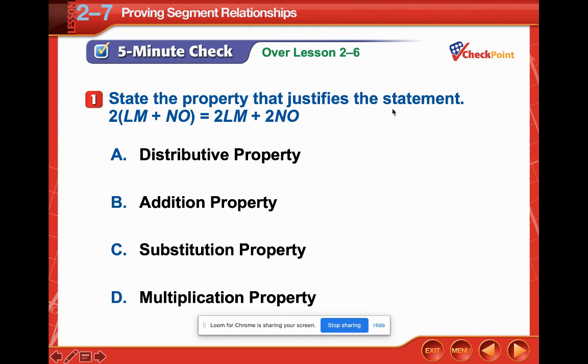Okay, so state the property that justifies the statement. We're not really doing any adding here, even though there is a dash addition. There aren't even any subtraction signs or multiplication signs. We are going to do a little bit of multiplying, but only through the distributive property. As you can see, whenever we have parentheses like this on one side, we're going to multiply LM and NO both by 2. So we get 2 LM and 2 NO. All right, so that's the distributive property.